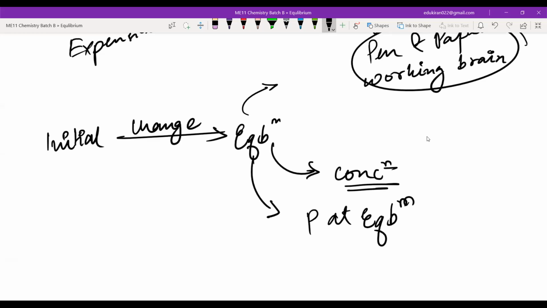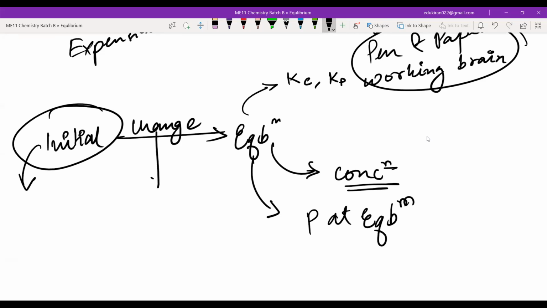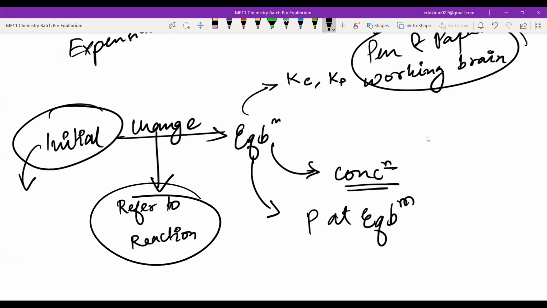We can say that Kc and Kp can be easily accessed on the internet. That means for all of the reactions, I have the Kc and the Kp. Initial is something that the questioner will give. For change, I will refer to the reaction that I have. And according to the reaction, I will do minus x or minus 2x or plus 2x or plus x or something else. So I will refer to the reaction. So initial, that I have to take.